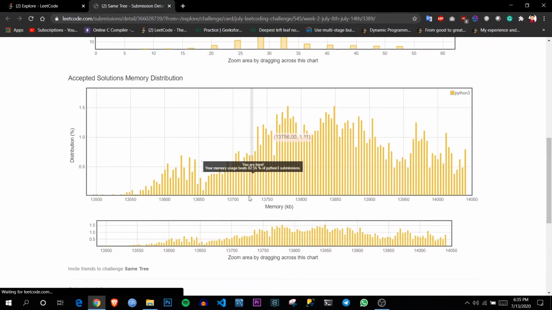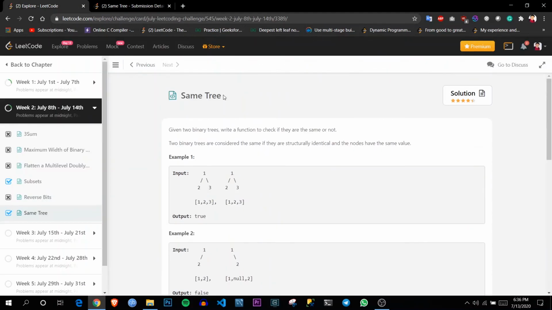So as you can see, it is running in order of n time complexity, and it is also using order of n space complexity because of the recursion stack. And why is it in order of n time complexity? Because we are traversing through each node only once in both the trees. So this is how we have to solve this problem called same trees. So this problem can also be called as check if two trees are identical or not.